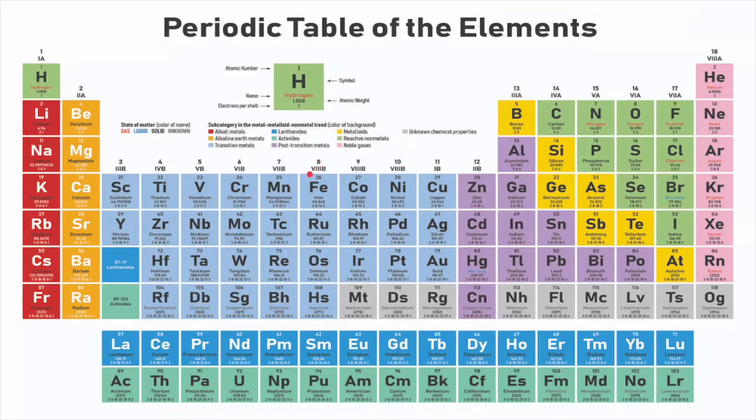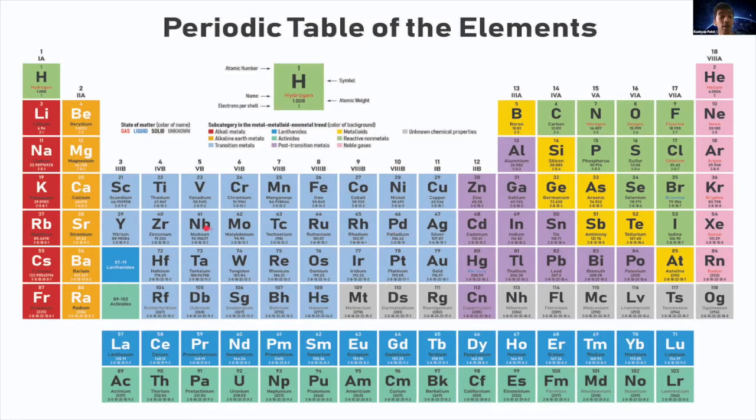26 is the atomic number. It tells you how many protons are in iron. But if you want the average atomic mass, you would get this number right below iron. That's 55.845. So 55 is the average atomic mass, and 26 is the number of protons in every iron atom. So for copper, there are 29 protons, and the average atomic mass is 63.